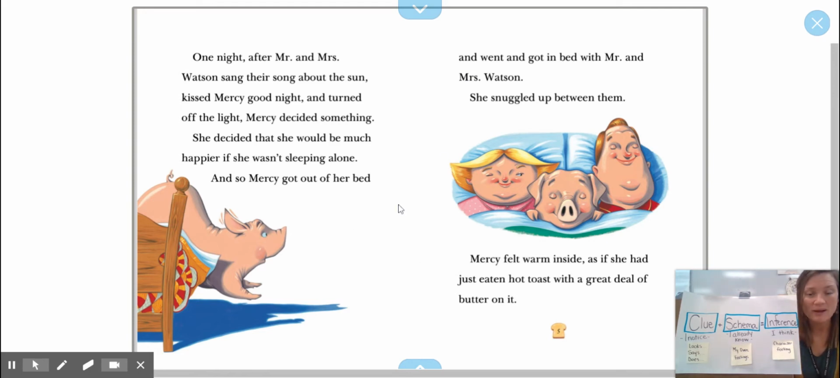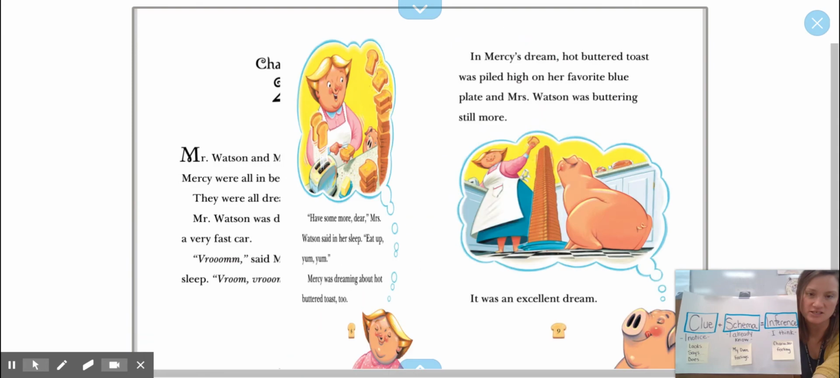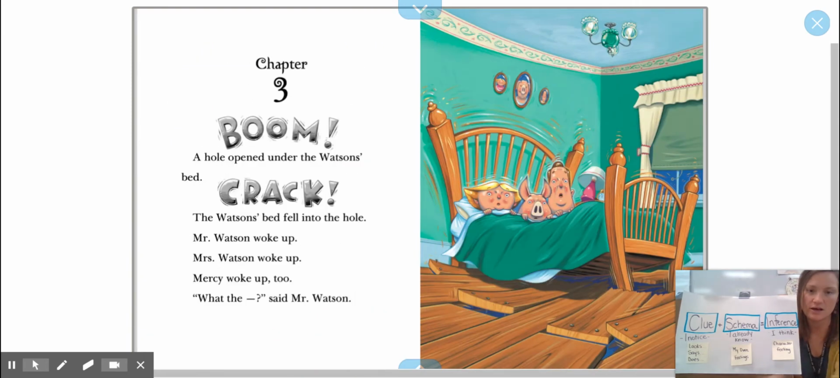When she got out of her bed, she got into bed and snuggled up between them. So again, I know when my own kids at home snuggle up with me, that's a warm and a nice feeling. So we can infer that they're feeling happy. And even the author said that they're feeling warm inside, as if they had just eaten hot toast. So that would be a good feeling, right? So we just made an inference based on that page. Let's try another page. I'm going to go a little bit later in the book. All right, let's try this page.